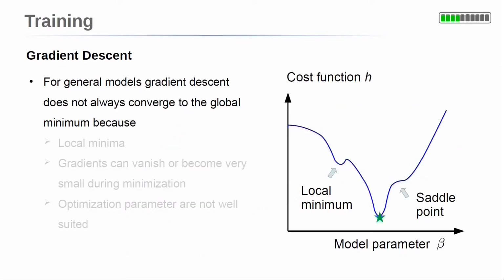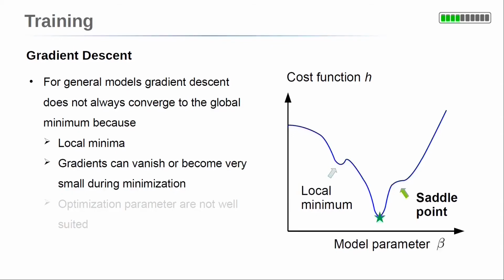Unfortunately, for more general models like neural networks, the situation is much more complex. The gradient-based minimization will not always converge to the global minimum. It can happen that local minima occur. Further, the gradient can become very small so that minimization stalls, for example near a saddle point. And last but not least, the optimization parameters like the step size eta might not be well suited for the problem.